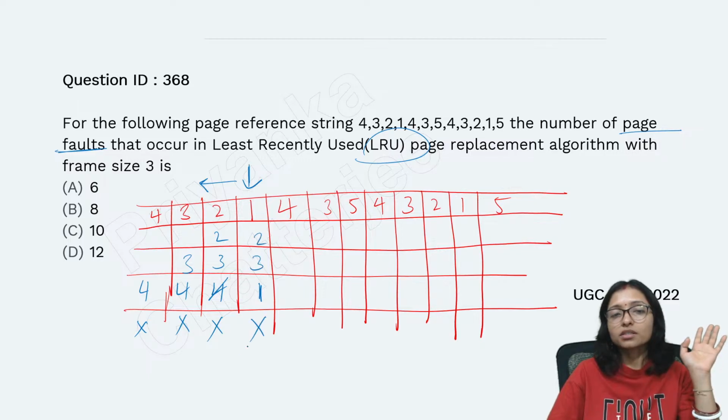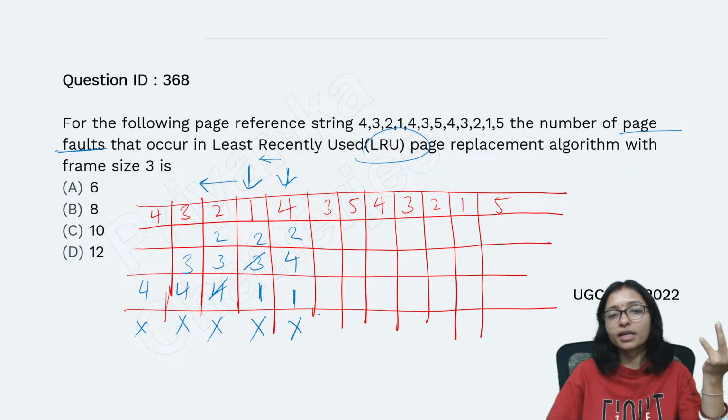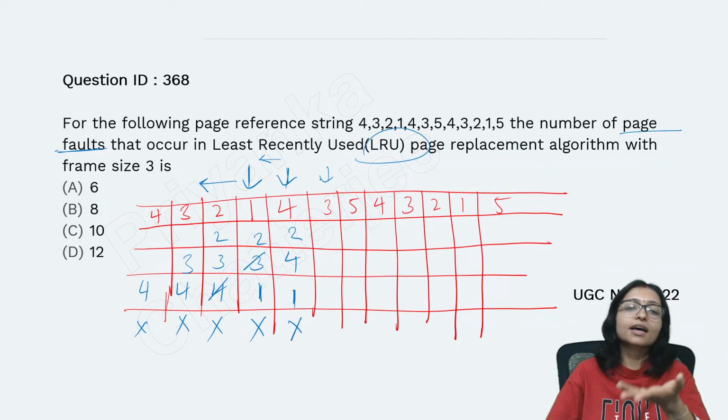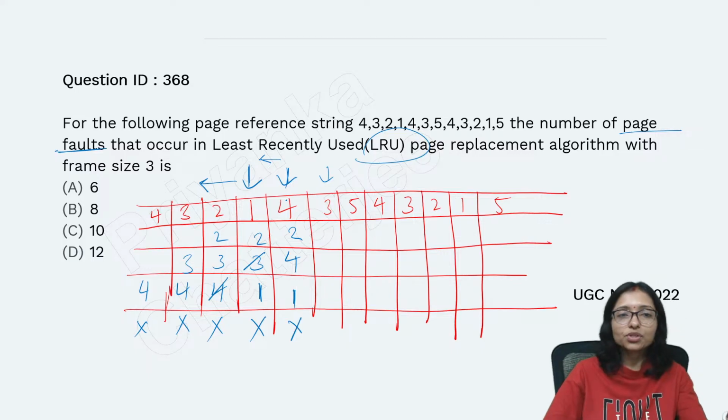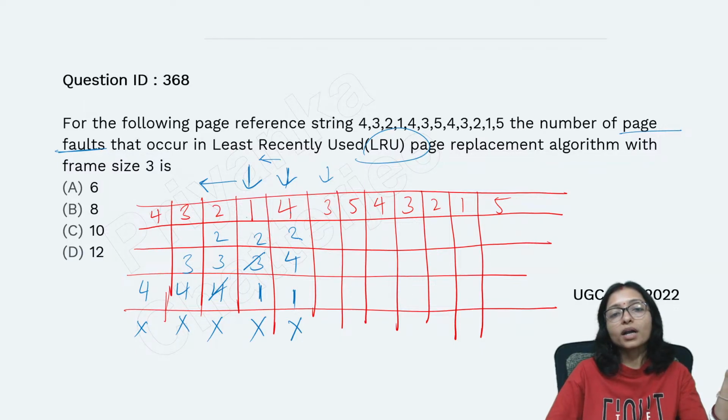1-3-2. This is a miss. Again now 4 is coming. Again I will look in the opposite direction: okay, 1 was just recently used, 3 not recently used. So 4-2-1. This is also again a miss. Again whenever 3 is coming, I have to think about the past, which is not recently used. So 4-1-2, 2 not recently used, 3-4-1. It is again going to miss.